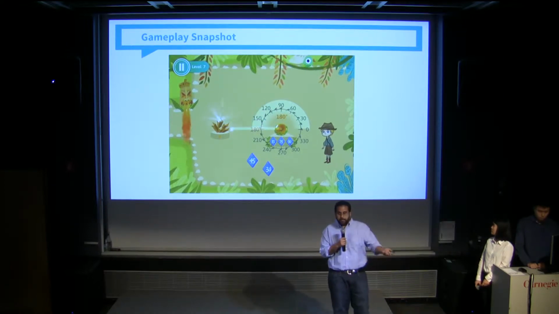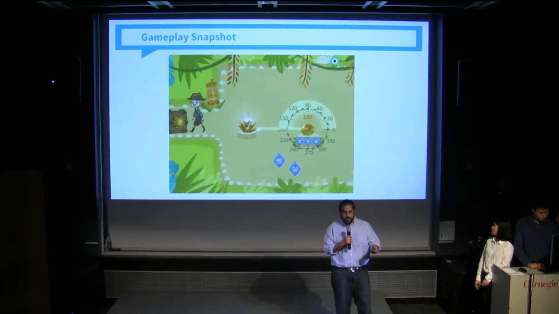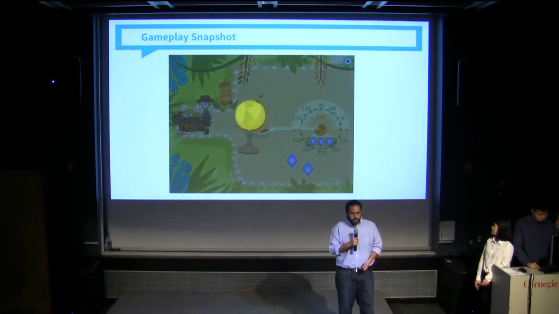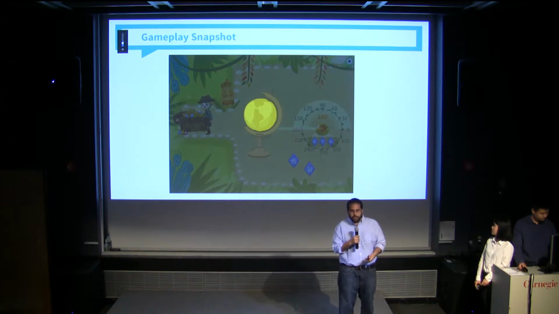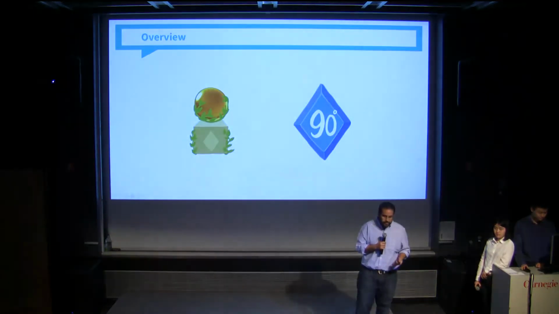As you see, it involves pointing a beam of light towards an objective. The player then completes the level and goes off to receive their reward. In this case, it was a trophy, which we presented in a trophy room. So how did we get here?